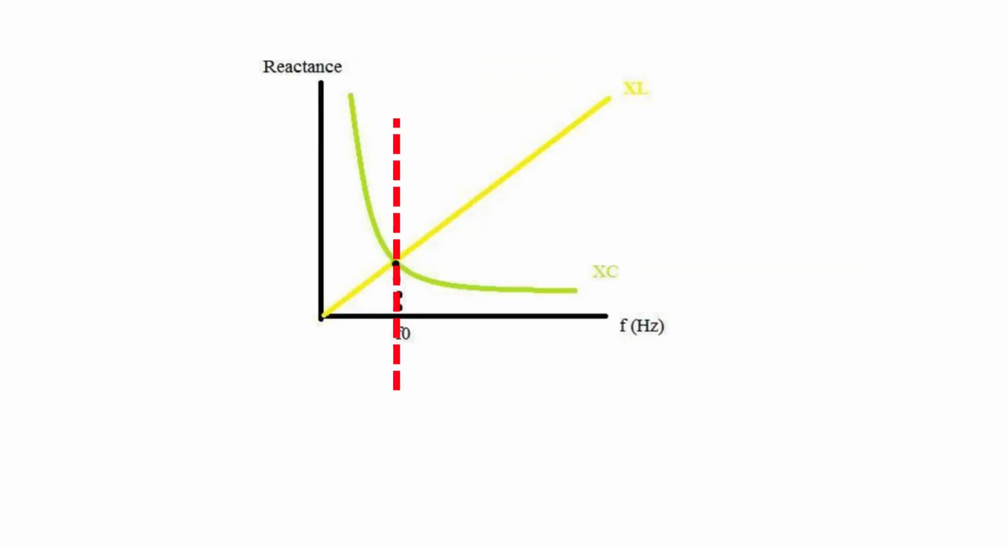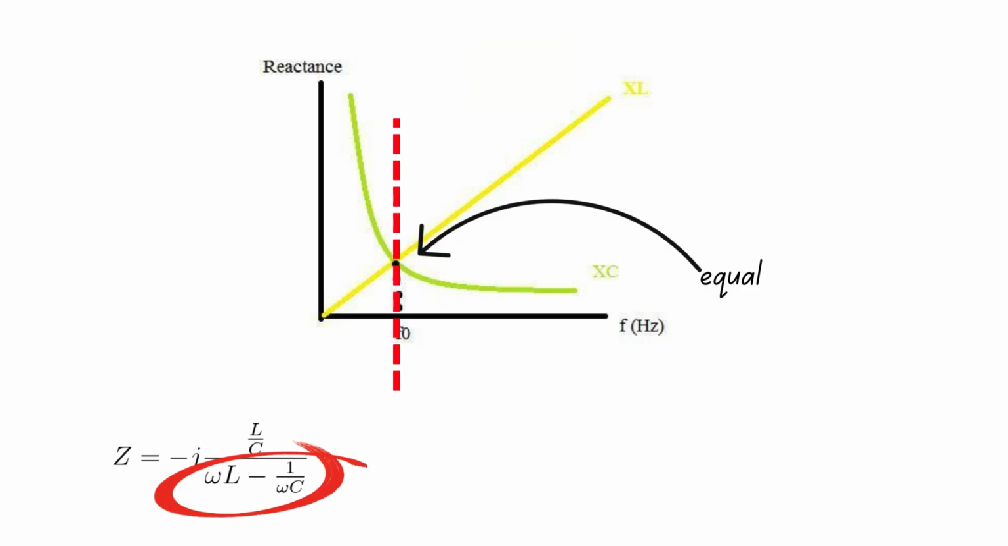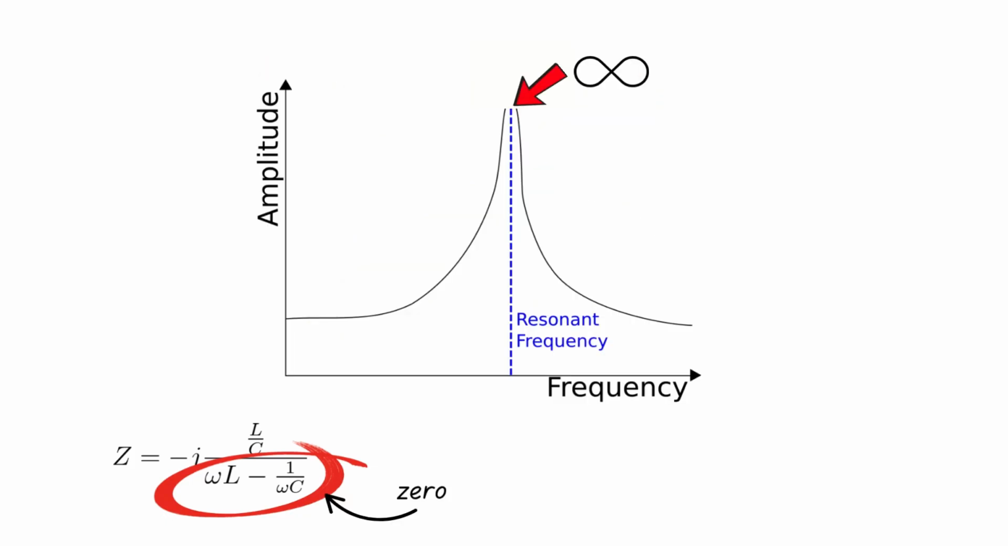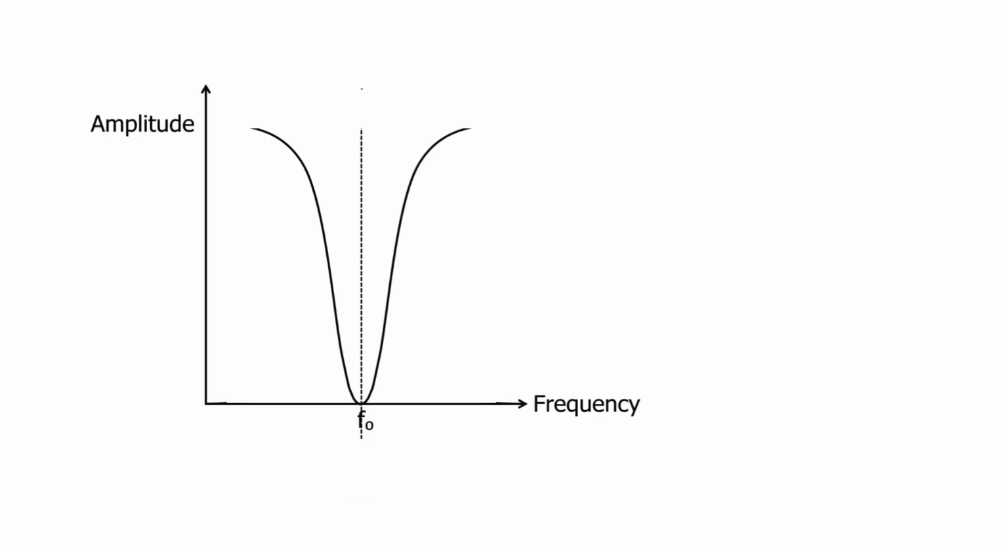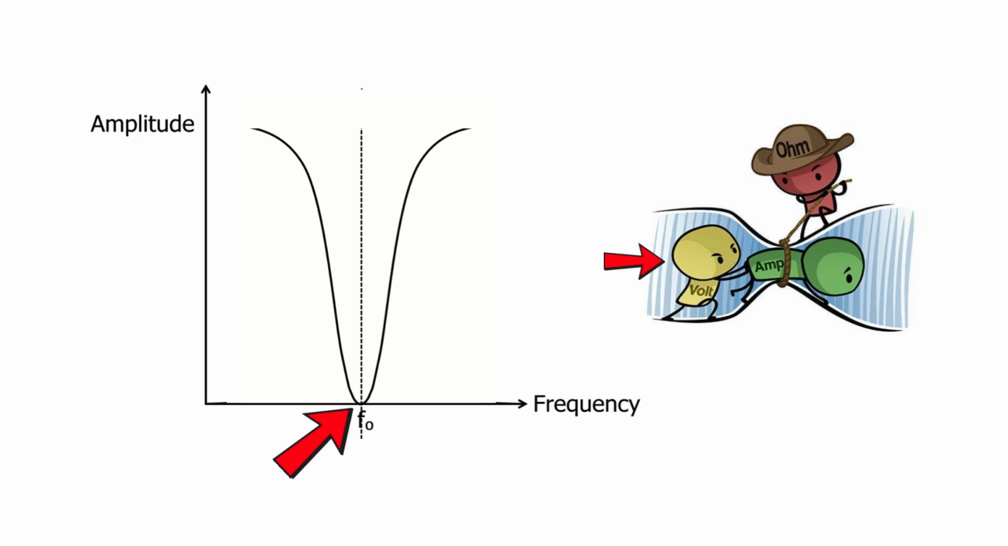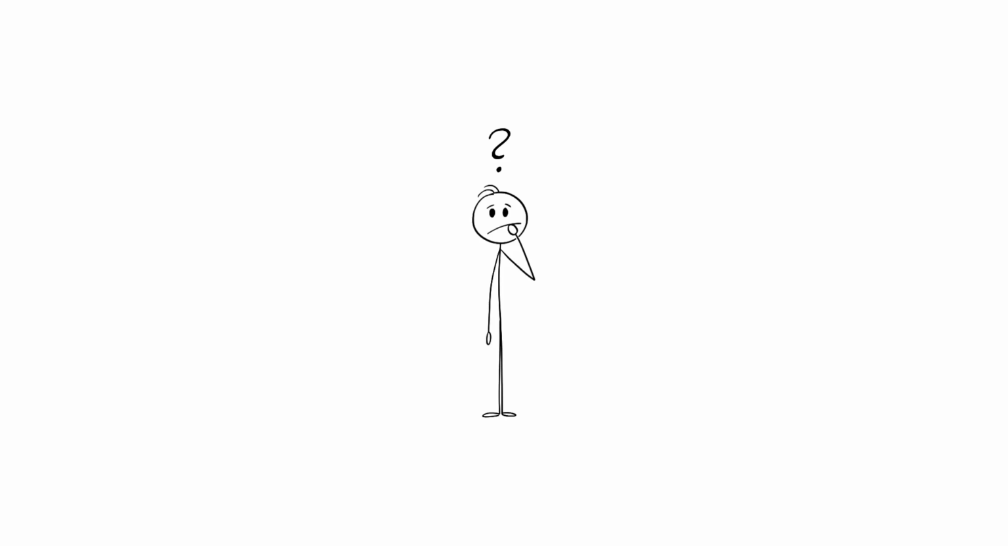At a particular frequency, the two reactances become equal. This implies that their difference becomes zero, and thus the impedance of the circuit becomes infinitely large. The current through the circuit at this frequency is zero because the source can't drive a current through the infinitely large impedance. So, what is the physical meaning of the fact that the impedance at resonance is infinitely large?